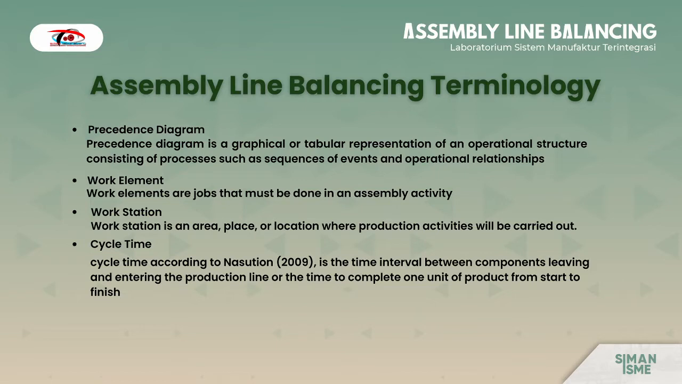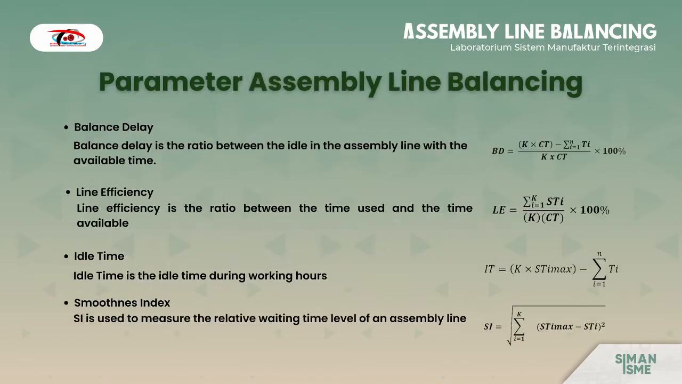Third, workstation. A workstation is an area, place, or location where production activities will be carried out. And the last is cycle time. Cycle time, according to Nasution 2009, is the time interval between components leaving and entering the production line, or the time to complete one unit of product from start to finish.